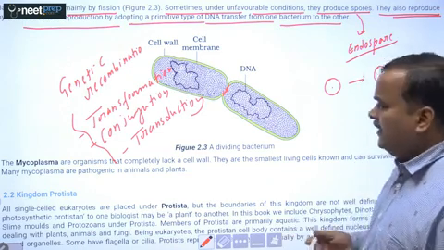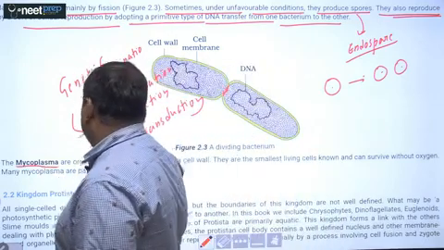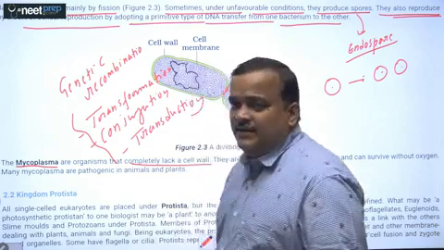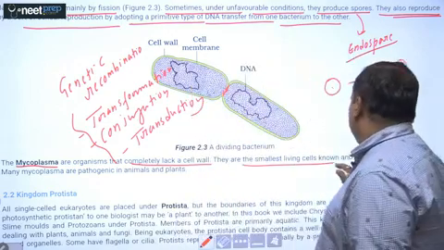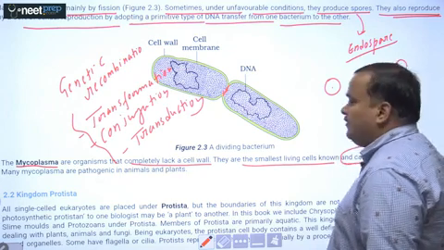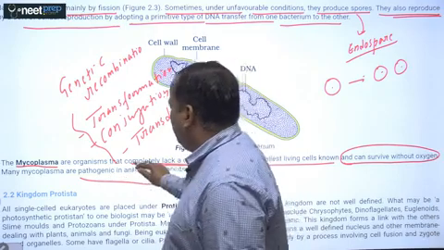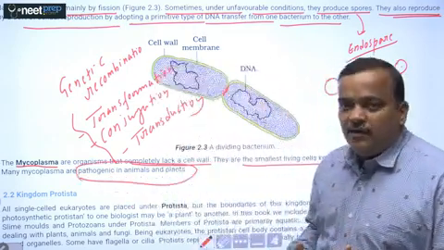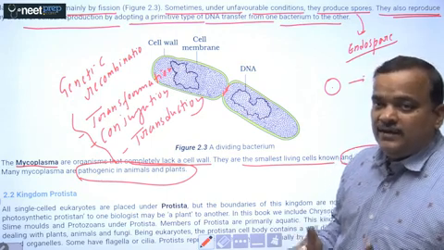Now there is another group of bacteria, that is mycoplasma, that completely lack a cell wall. Although they are bacteria, here the cell wall is absent. They are the smallest living cells known and can survive without oxygen. They are pathogenic to both plants and animals. So mycoplasma are the smallest living organisms without a cell wall, can survive in the absence of oxygen, and are pathogenic to both plants and animals.